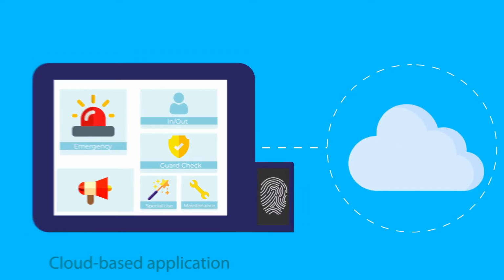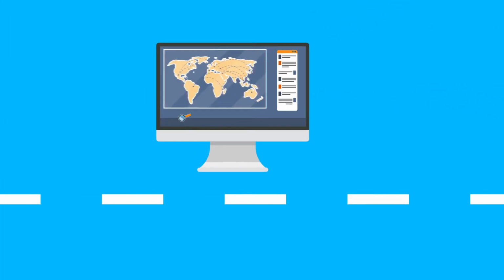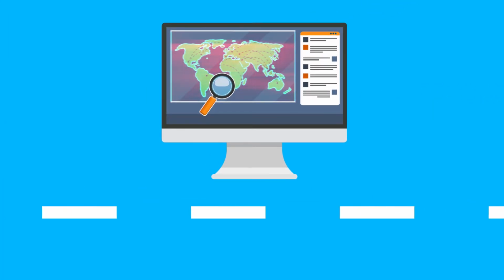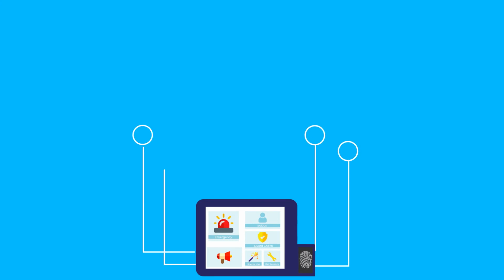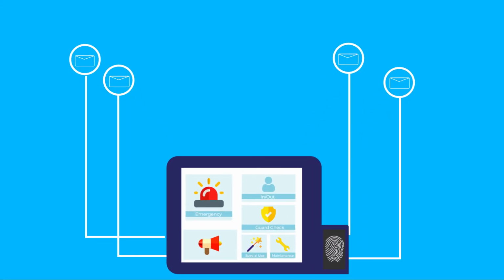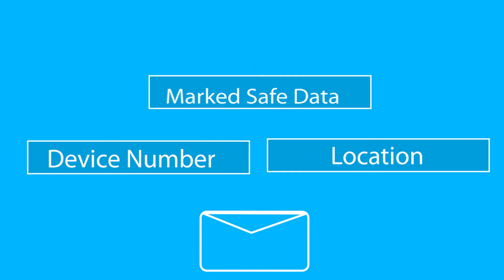This portal determines the percentage of individuals that are marked safe, thus narrowing emergency actions. Each device sends a unique device number, location, and marked safe data. This information is vital during an emergency.